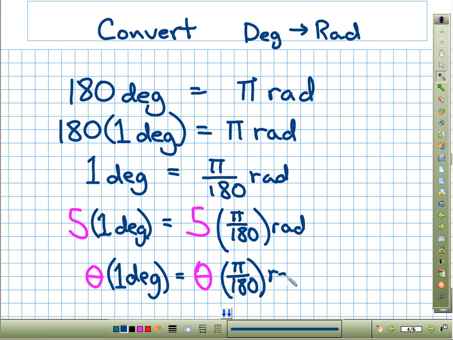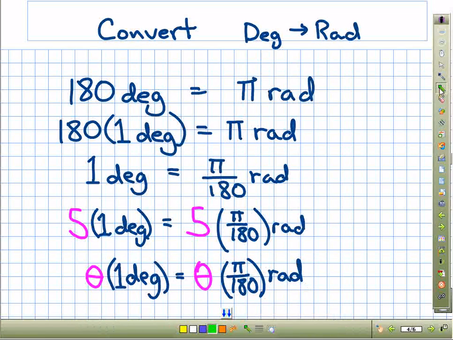That's right. Now look at this. This is your formula. If you have theta degrees and you want to convert it to radians, all you do is take that degree measure, multiply it by pi over 180, and you get a conversion. So that's what you want to remember. That's how you convert. Theta degrees equals theta times pi over 180 radians. That's your conversion.